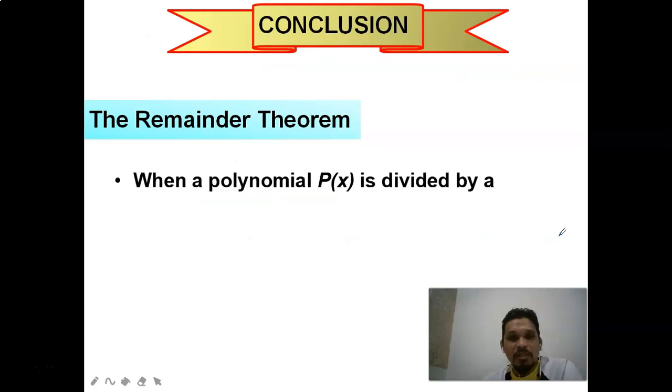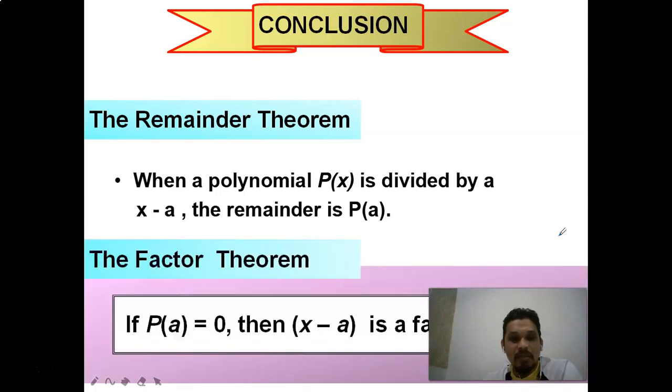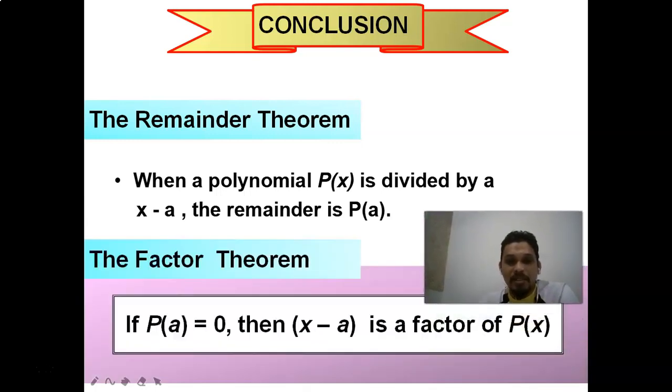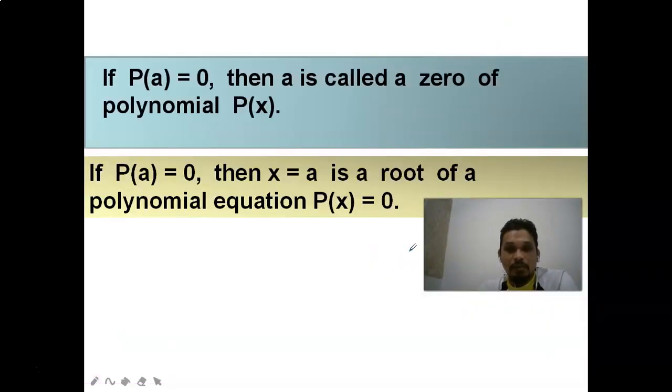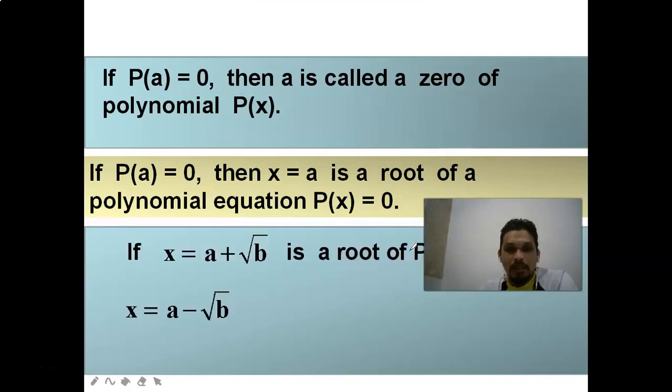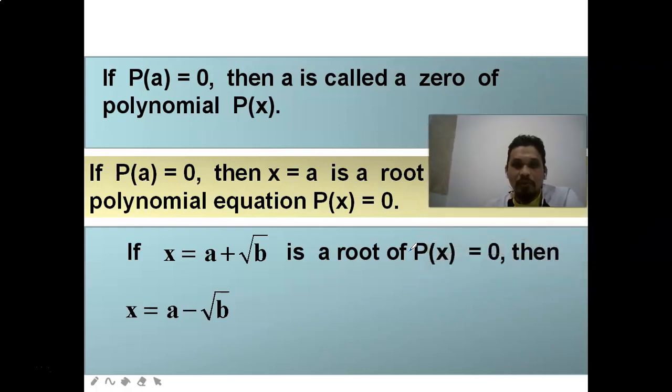So the conclusion here, the remainder theorem: when polynomial P(x) is divided by x minus a, the remainder is P(a). Okay? So see here, and also, you may just read it all from your notes.